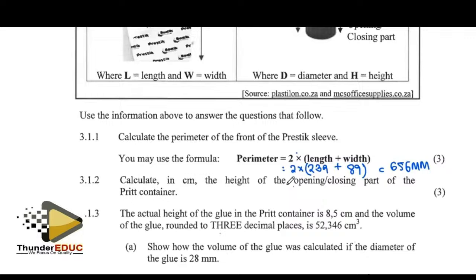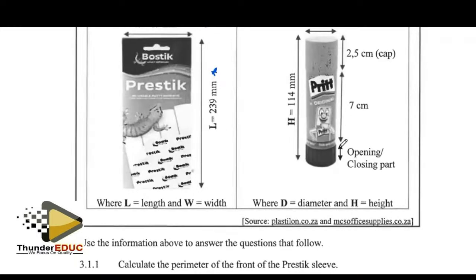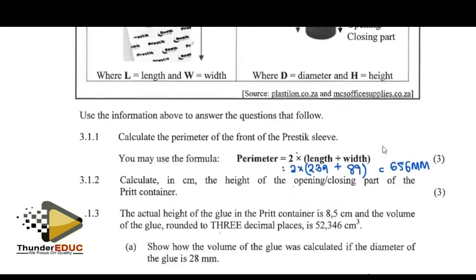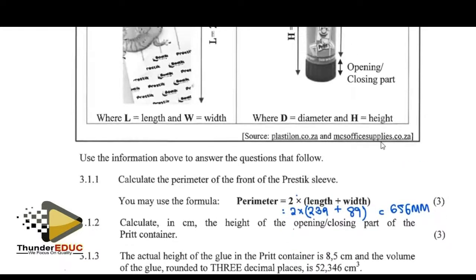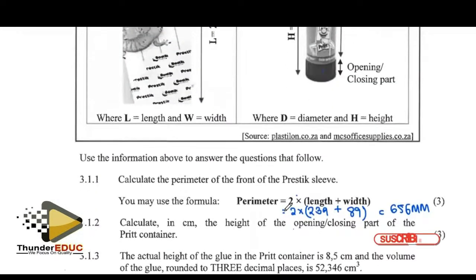Calculate in centimeters the height of the opening and closing part of the pre-stick container. We come and we see it here, look at that. This has parts together. Oh, the cap, yeah, the cover. The height of the opening and closing part. So it's the bottom part, this one, which is dark here. So we need to know, okay, they're saying calculate the height. Oh, okay, it's so simple. So what is going to be? Look at this.